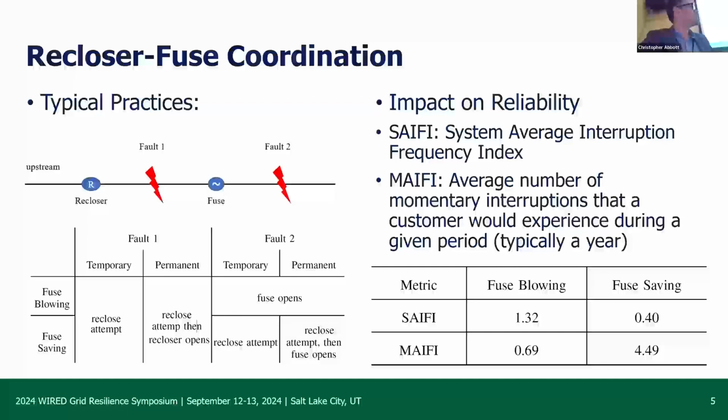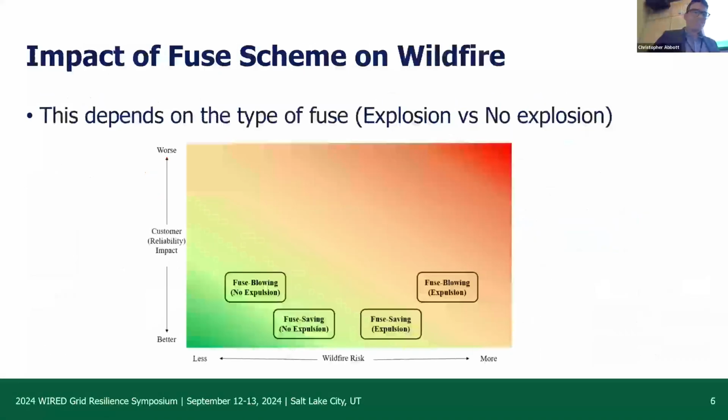You see the SAIFI with the fuse saving is much lower, but MAIFI, which is the momentary interruptions, is higher, but the long-term interruptions with fuse saving is much lower. But the problem is that fuses have two main technologies. Some of them are explosion type, some of them are non-explosion. Explosion type fuses are a risk for wildfire. Yeah, because we have an explosion, and the arc is exposed to the vegetation.